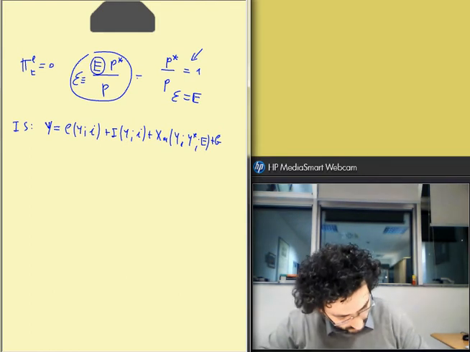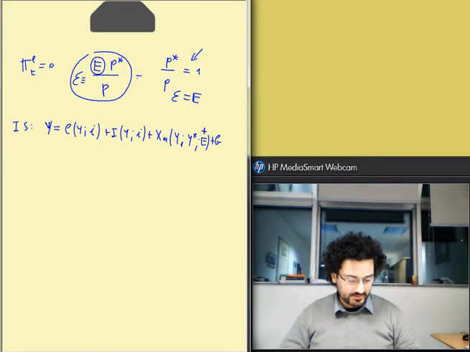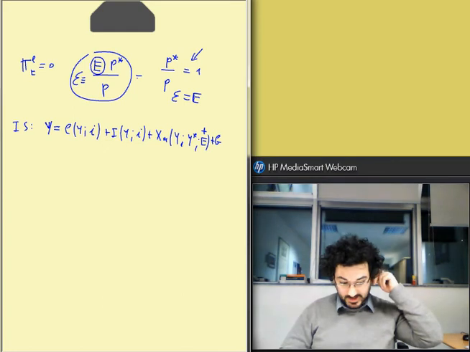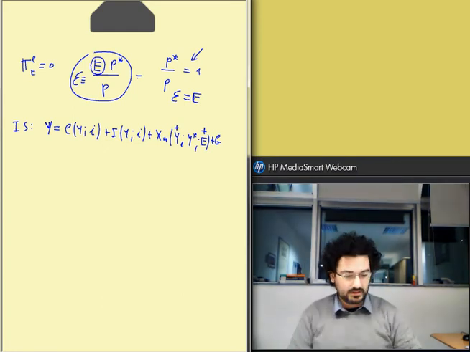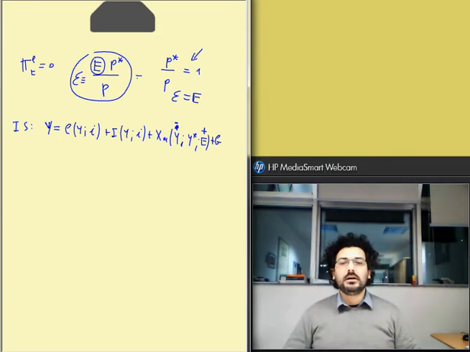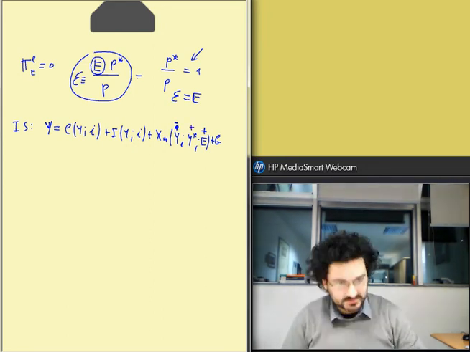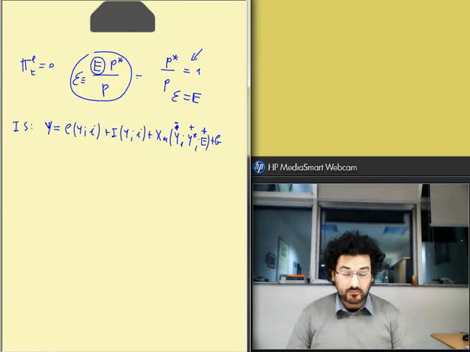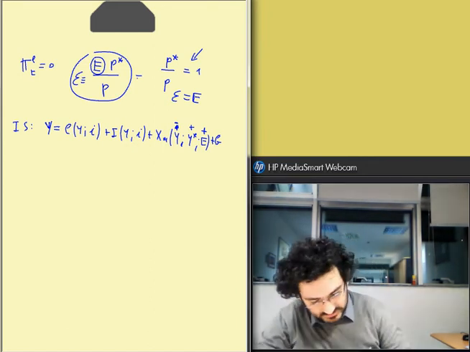IS curve. We know that if we have a depreciation, so an increase in the nominal exchange rate, we have an increase in net exports. If we have an increase in income, we have a decrease in net export, because we have more imports. If we have an increase in foreign or world income, this means an increase also in net exports. So this is the first equation.